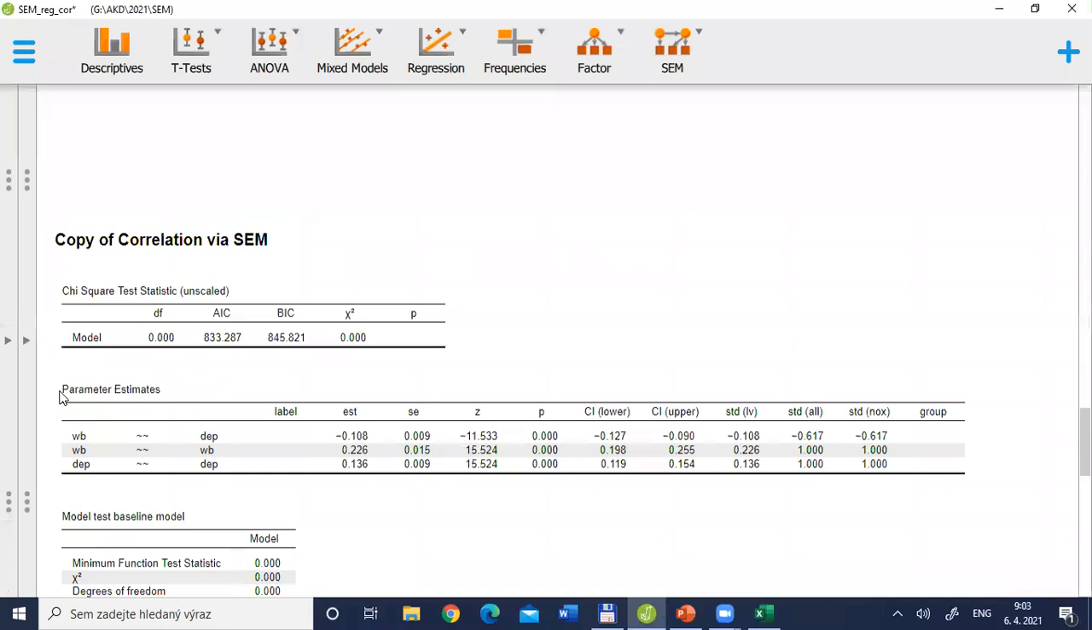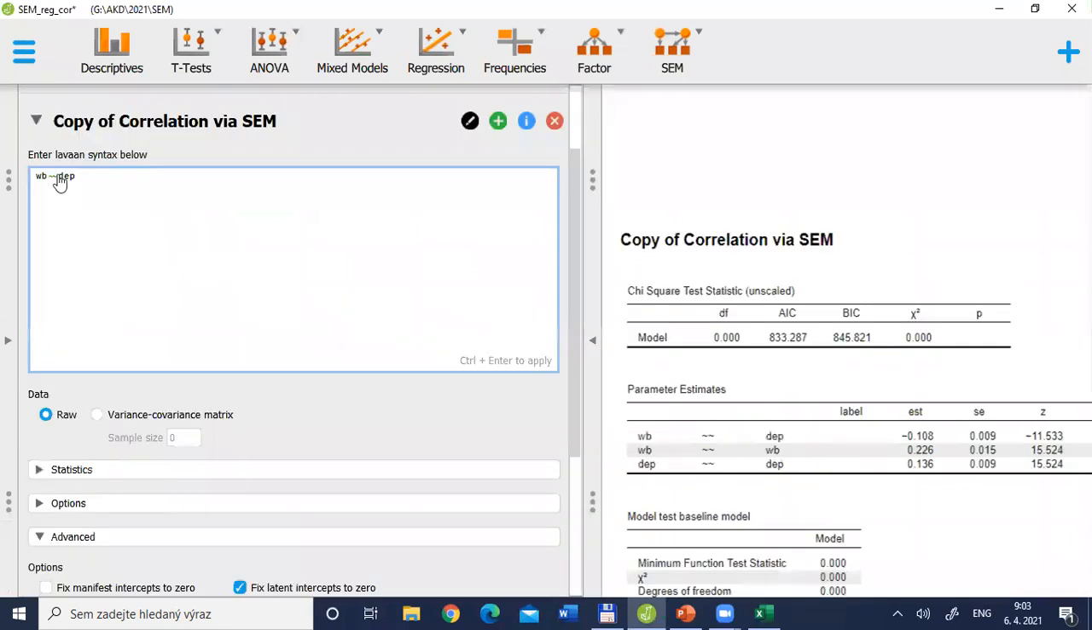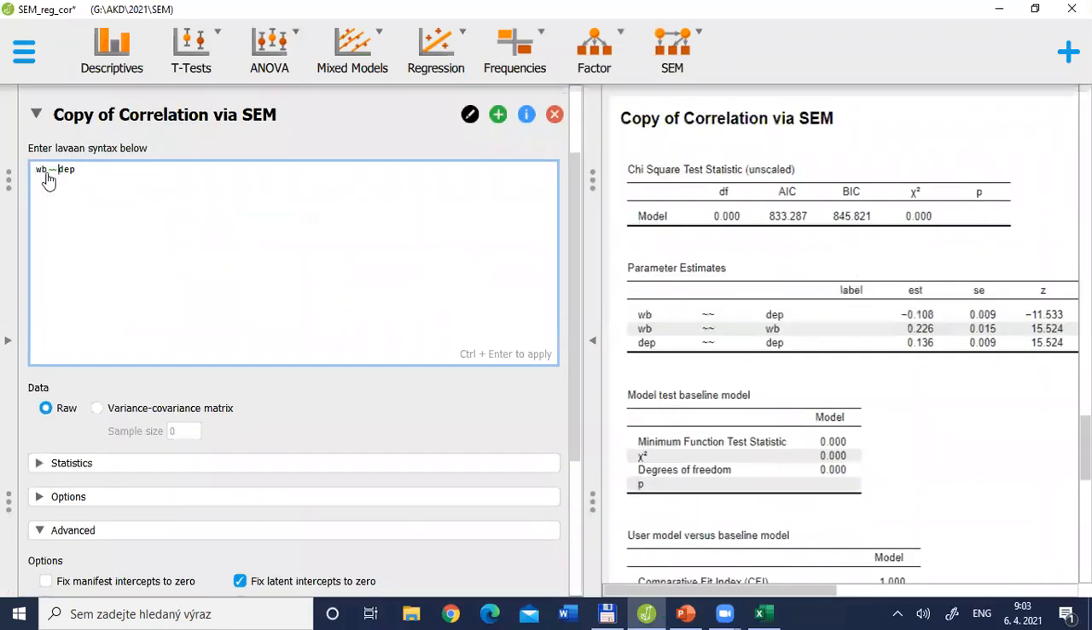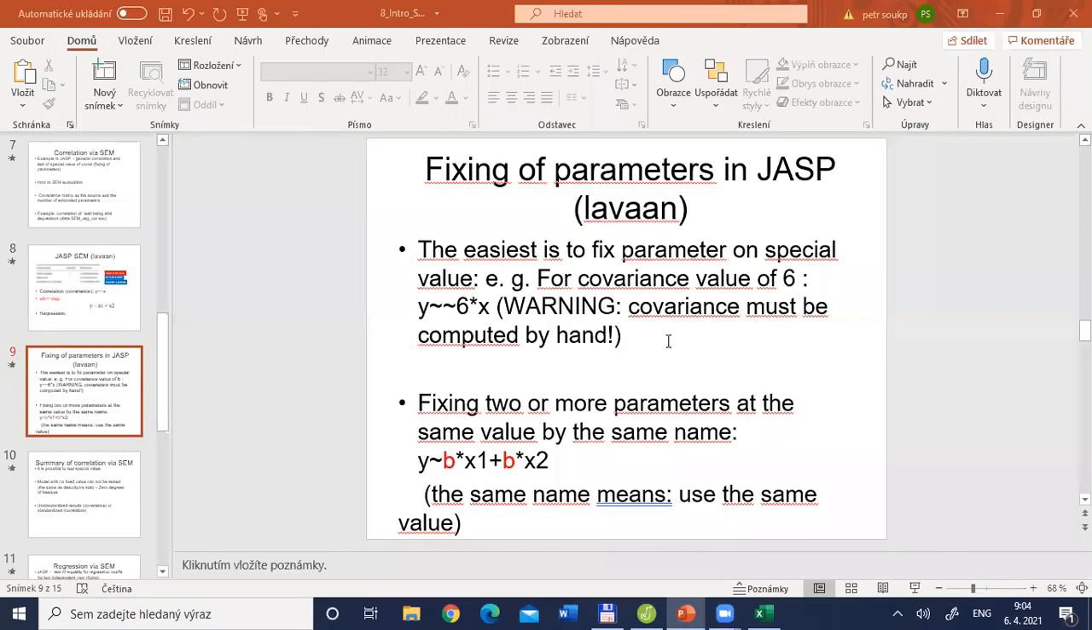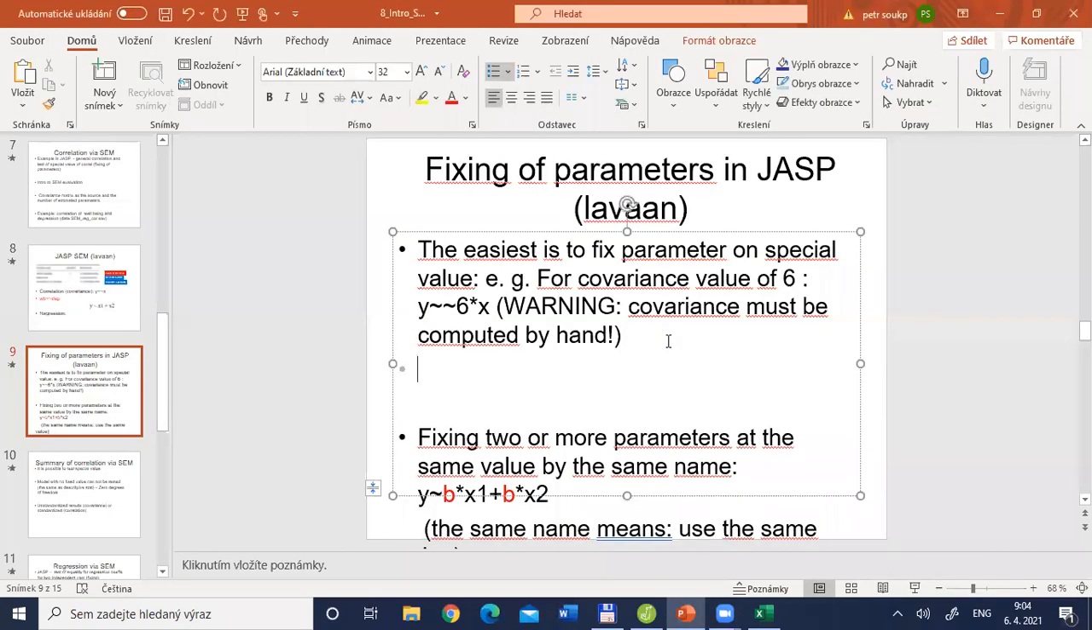So I would go once again back into JASP. And here after WB tilde tilde, I would add minus 0.105 multiplied by depression. Once again, I would copy these symbols here. So here it is. So that's my model currently.